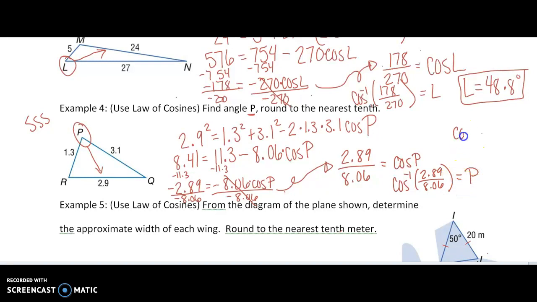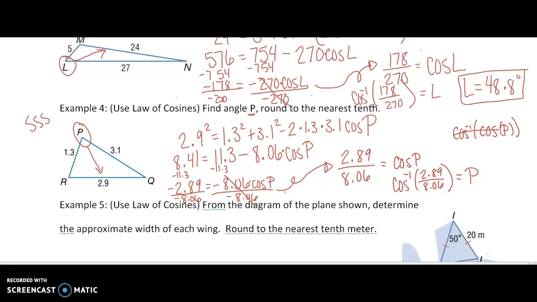By taking the inverse cosine, as we learned last week, taking the inverse cosine of cosine, we undo that. Just like taking 1/3 times 3 will undo any multiplication. Division will undo multiplication. Addition will undo subtraction. Square root will undo a square.